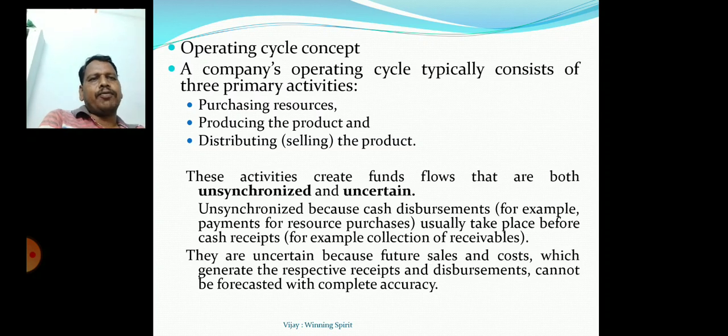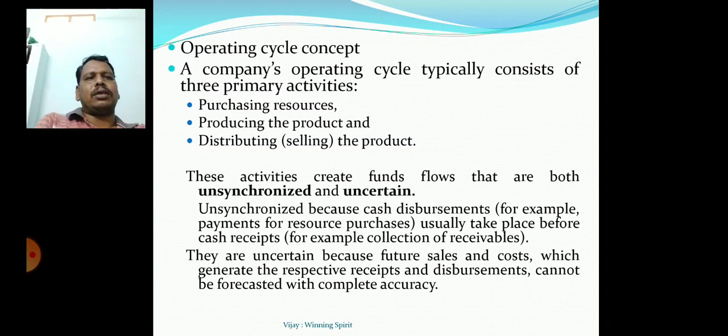These activities create funds flow that are both unsynchronized and uncertain. Unsynchronized because cash disbursements, for example payments for resource purchases, usually take place before cash receipts, for example collection of the receivables. They are uncertain because future sales and costs, which generate the respective receipts and disbursements, cannot be forecasted with complete accuracy.